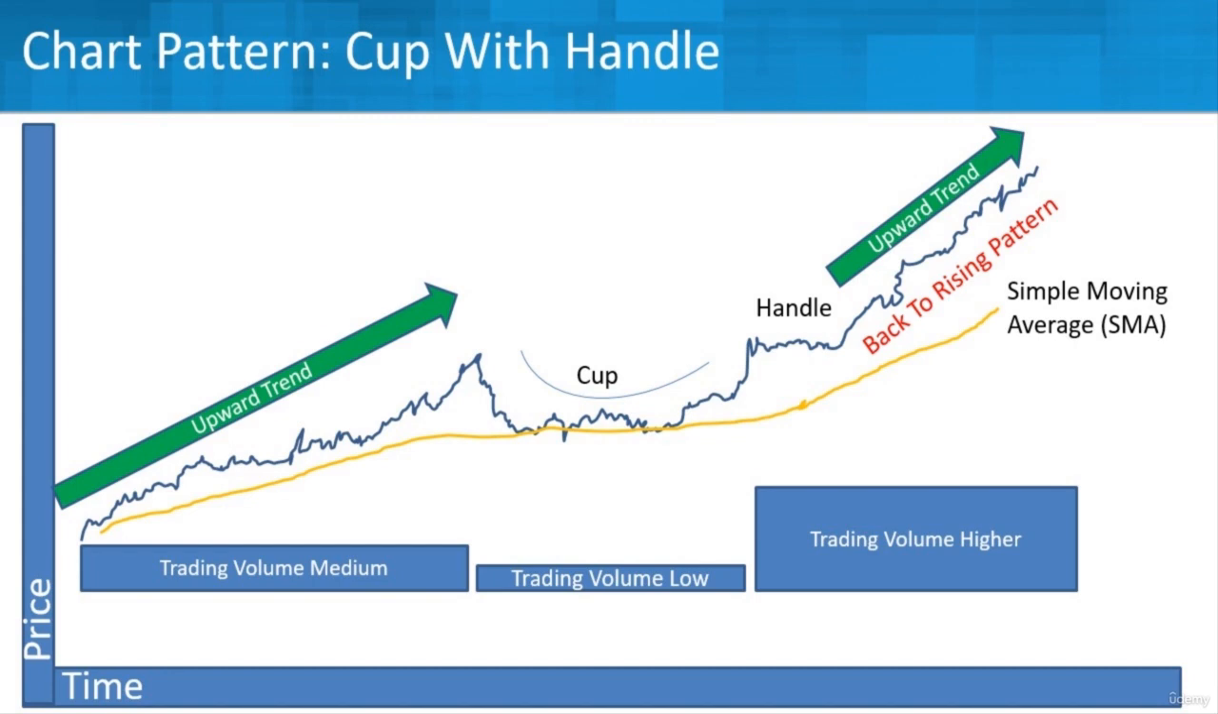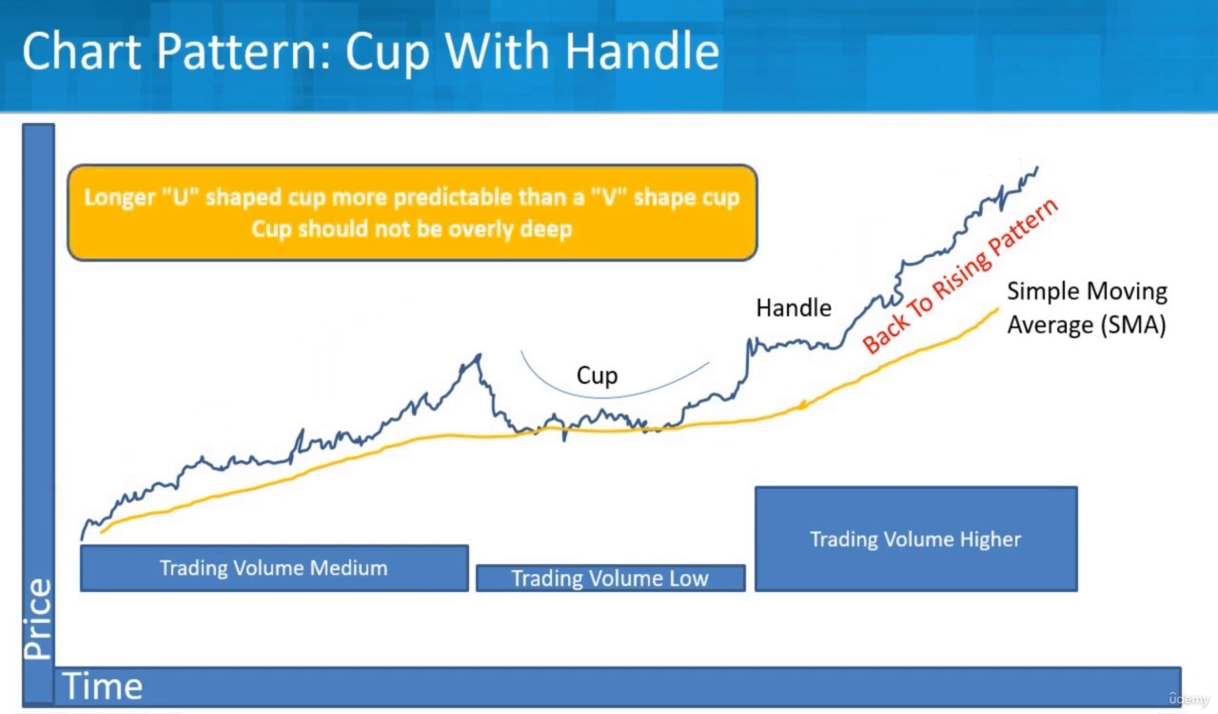So that's kind of the psychology behind a cup and handle. Also, one thing to consider too is the longer the U shape of the cup, the more predictable it is than a V-shaped cup. So if you see that we have this long U there in the example that we're showing here with this cup, it looks like a U, but it's really kind of flatter and longer than if it was a real sharp V type of a cup.